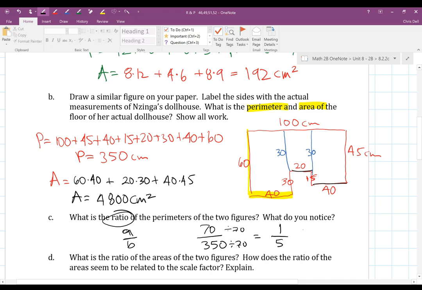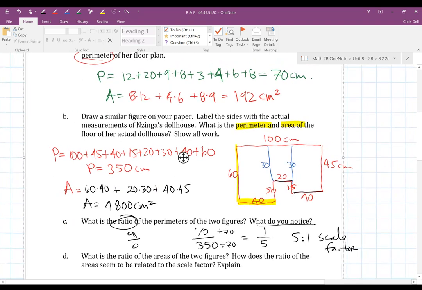So really, what does that tell me? What do you notice is the ratio of perimeters equals the scale factor, right? So it's a 1:5 or 5:1. We'll write it that way because really it's 5:1 is the ratio. It's the scale factor, right? So we multiplied each side by 5. So that makes sense that the perimeters would also be 5 times the amount, right?